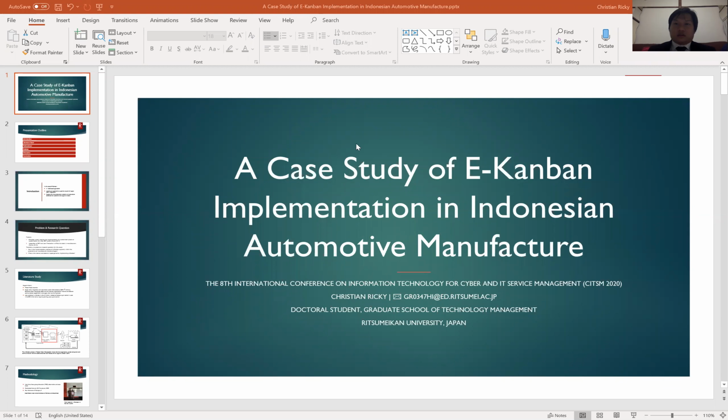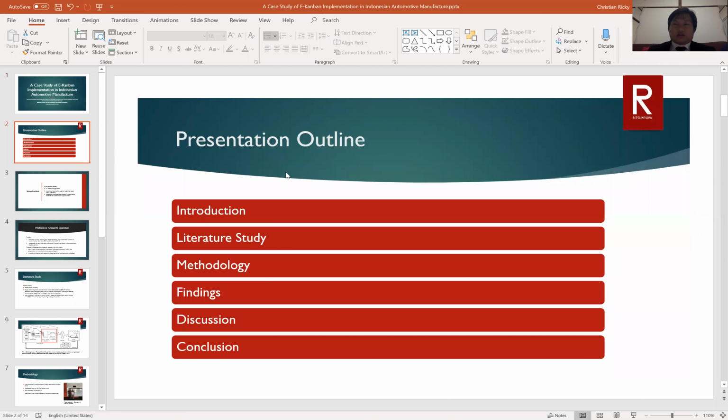The paper is called A Case Study of E-Kanban Implementation in Indonesia Automotive Manufacture. So this study is conducted in Indonesia. Let's start with the outline. I will do the introduction, the literature study, methodology, findings, discussion, and conclusion of this research.